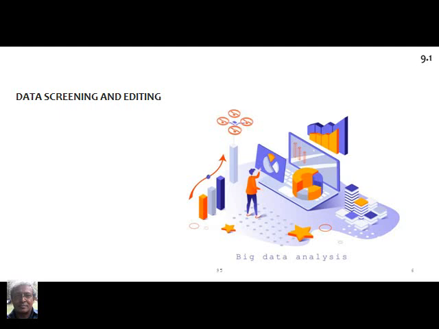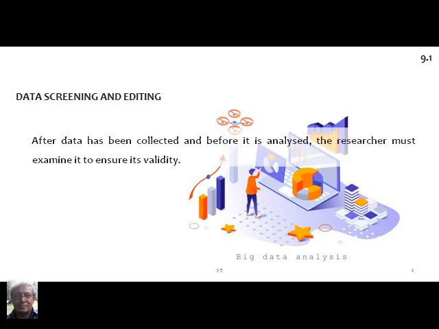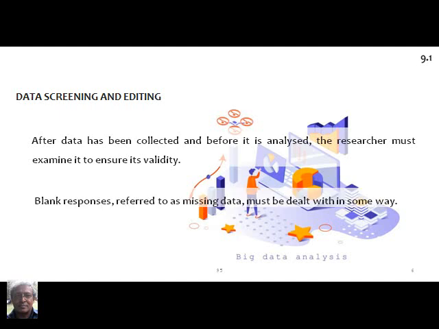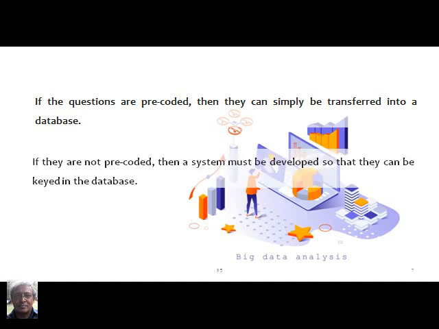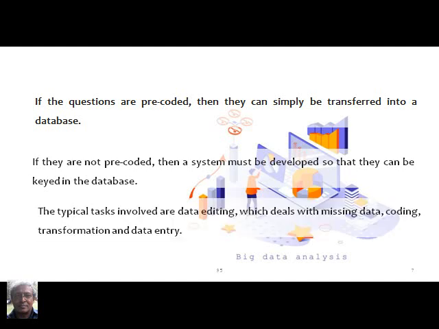Data screening and editing. After data has been collected and before it is analyzed, the researcher must examine it to ensure its validity. Blank responses, referred to as missing data, must be dealt with in some way. If the questions are pre-coded, then they can simply be transferred into a database. If they are not pre-coded, then a system must be developed so that they can be kept in the database. The typical tasks involved are data editing, which deals with missing data, coding, transformation and data entry.